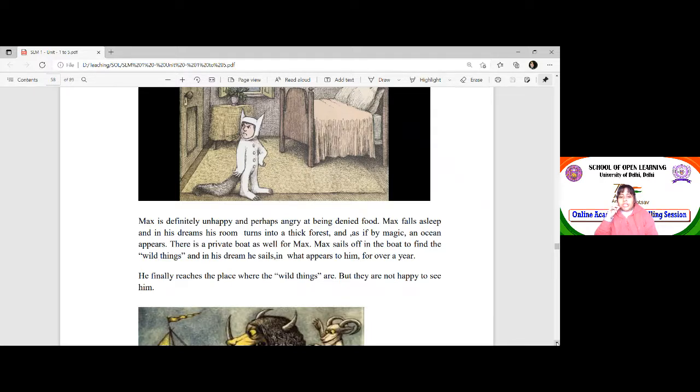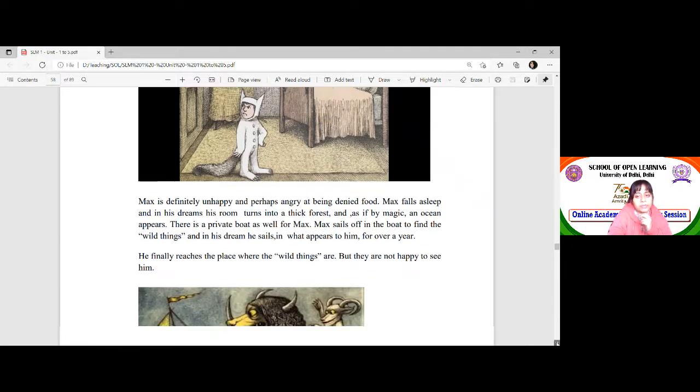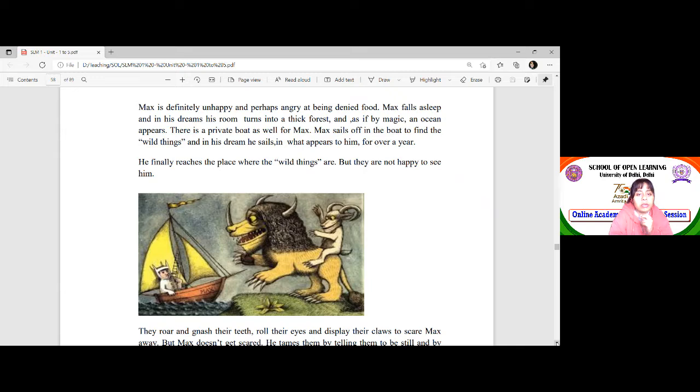So Max falls asleep, and in his dream, his room turns into a thick forest. And as if by magic, an ocean appears, and there is a private boat as well for Max. So in his dream, obviously he sleeps on a hungry stomach, and he sees that his room has turned into a forest, and there is an ocean, and there is also a private boat for Max.